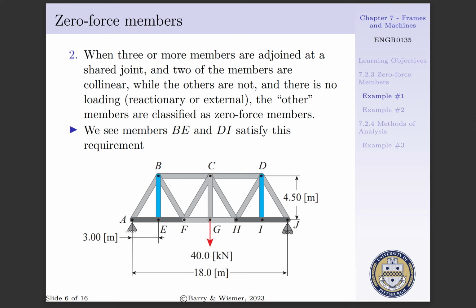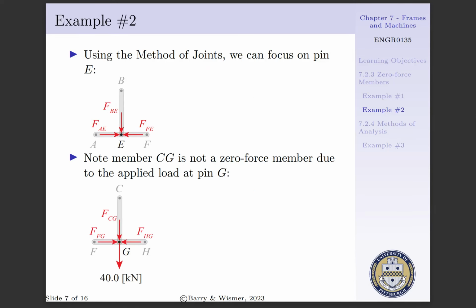And we can verify this by using the method of joints. Using the method of joints, we will focus on pin E, and we know each member's forces act inward on our pins. That is, we have FAE, FBE, and FFE all acting inward on the pin. If we apply the summation of forces in the y direction and set this equal to 0, we see FBE is the only force acting in the y direction, and this must be equal to 0. Thus, member EB is a zero-force member.